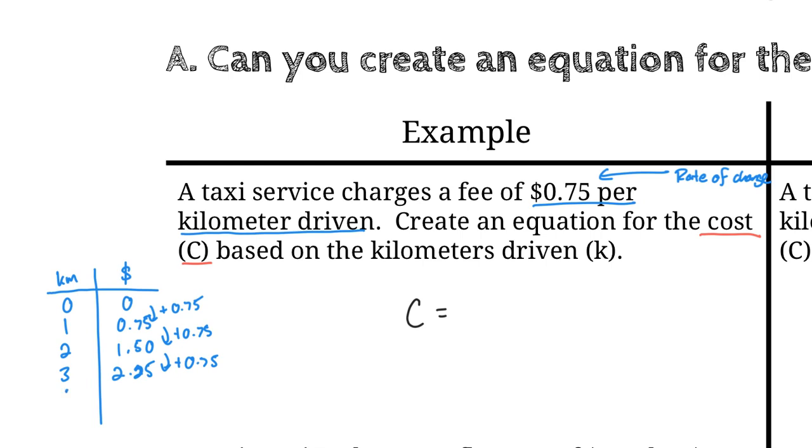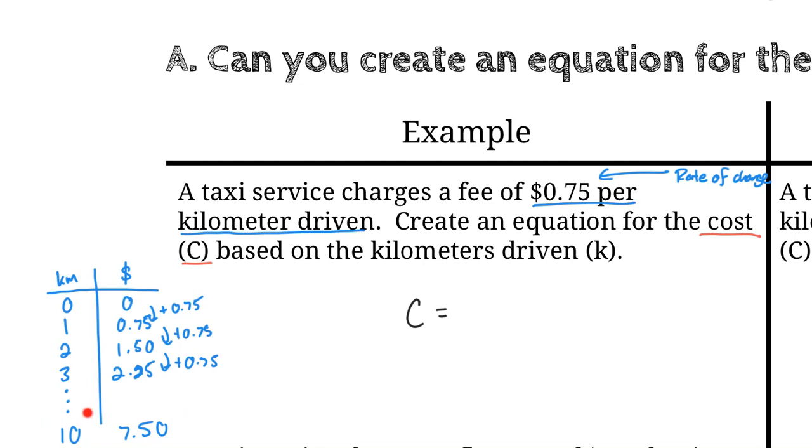Now, what if I want to find out how much it costs for 10 kilometers? Well, we could continue our table and make sure we've added 0.75 10 times, or instead of adding 0.75 10 times, we can just multiply 0.75 times 10. And when we do that, we get 7.5. So for 10 kilometers, it's actually going to cost $7.50.